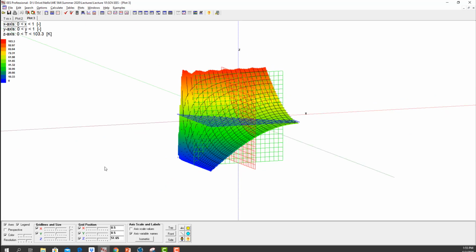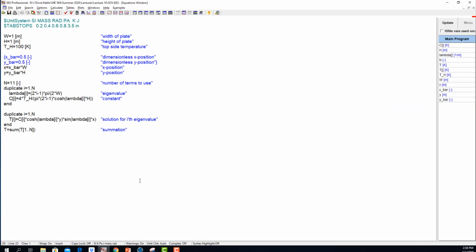The last thing we should talk a little bit about is how you choose how many terms you actually want to use, right? Okay, so if I want to know how many terms I need to look at, what I really want to look at is how quickly the series is converging. So let's look at the solution at a particular location. So this is x and y at 0.5, right? So right in the middle of the computational domain.